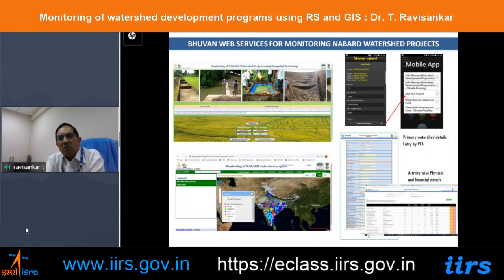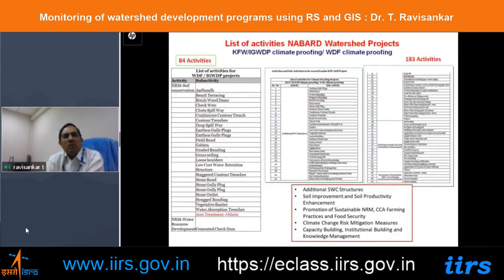And here also the mobile app. Particularly here where my cursor is moving, this is the MIS part, and then this is the mobile, and this is how the projects are distributed all over India, not more than 500 projects. And a list of activities in NABARD watershed projects, as I told, in KFW, soil improvement, or the climate proofing projects, the various activities are listed here. And here also the capacity building and all these things are incorporated in mobile, and the geotags are coming.